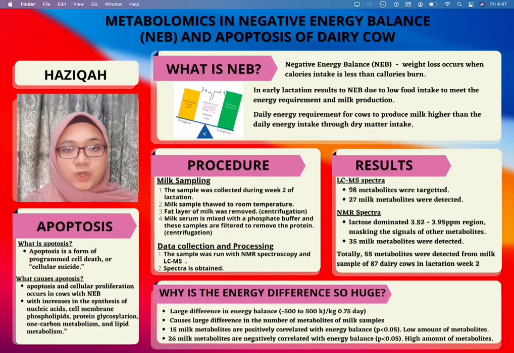Rapid cell renewal also occurs, increasing the numbers of mammary epithelial cells critical for milk production. Therefore, there is a relationship between the apoptosis and cell proliferation and negative energy balance of the cows.